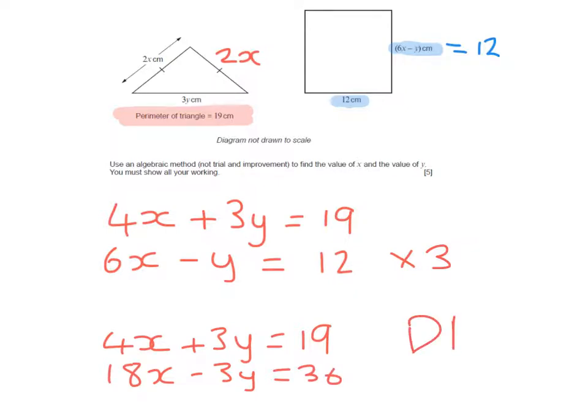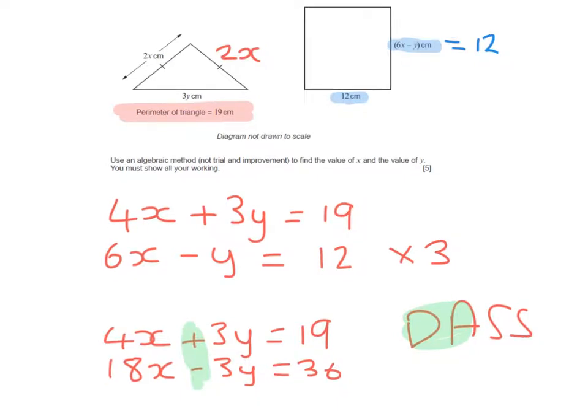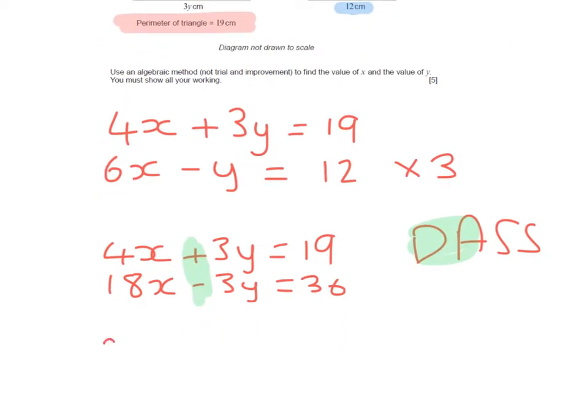I write down my four-letter word of DAS. Different, add, same, subtract. And remember, I'm looking at these. They're different, so I add the equations together. So 4x add 18x will give me 22x. 19 add 36 will give me 55. So x would equal 2.5.